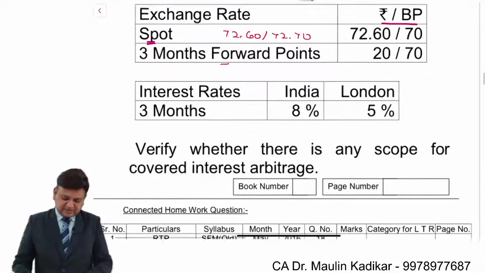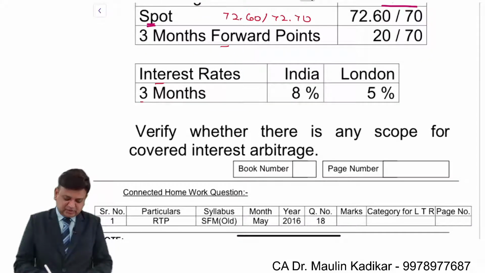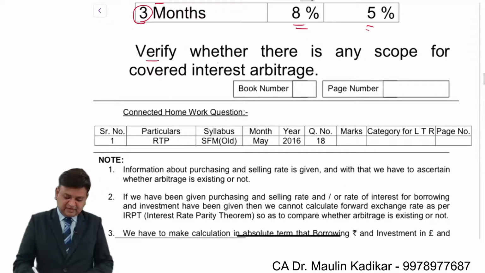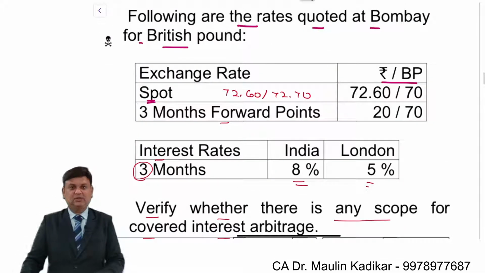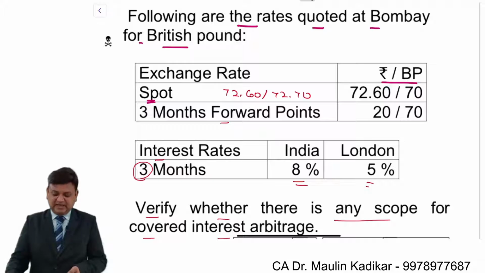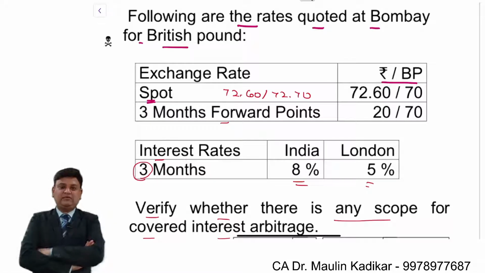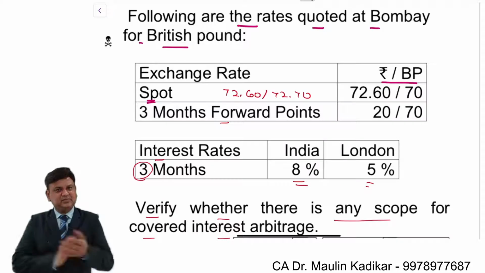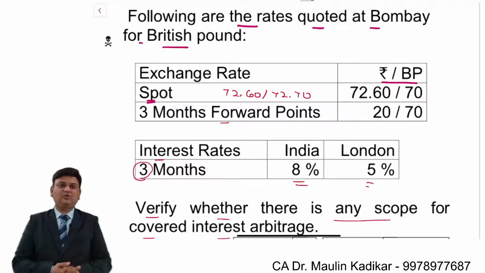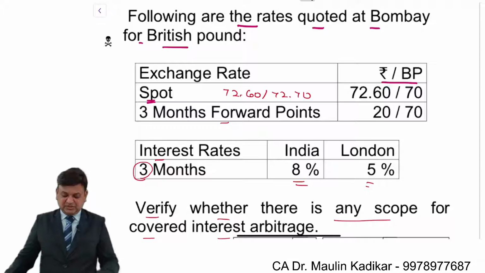3 months forward points are given. Rate of interest for 3 months is given for rupee currency and for pound currency. Verify whether there is any scope of covered interest arbitrage, that is the question. So over here the question asks whether you have an arbitrage opportunity or not, that we are required to verify. Friends, it is a very simple question. We are required to make the computation of arbitrage.